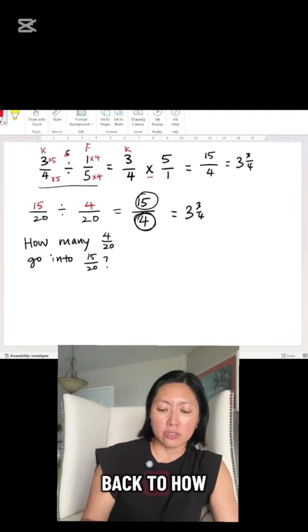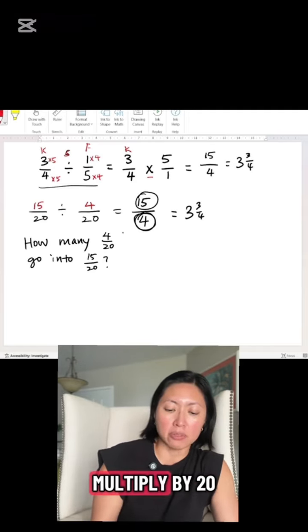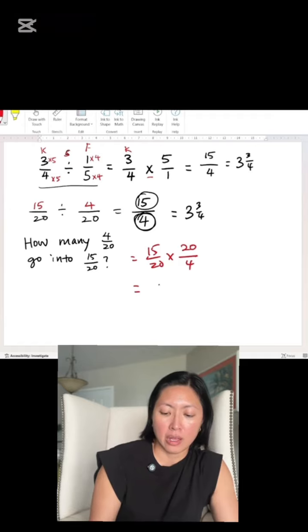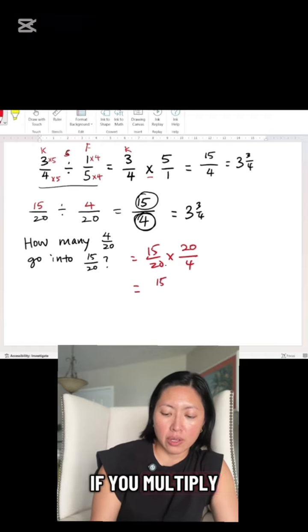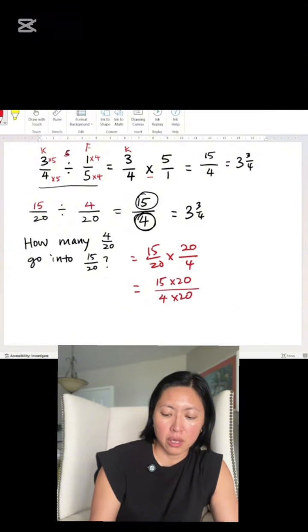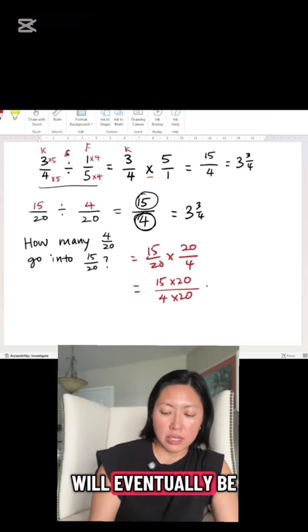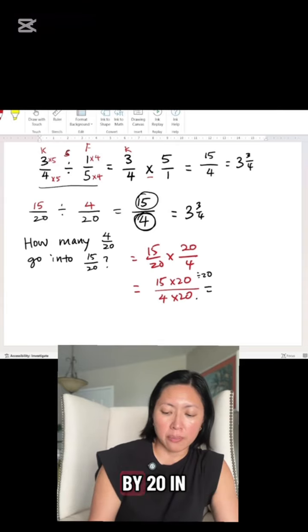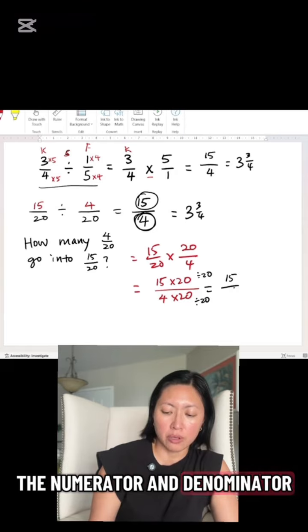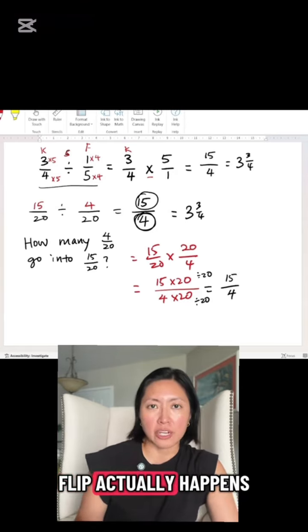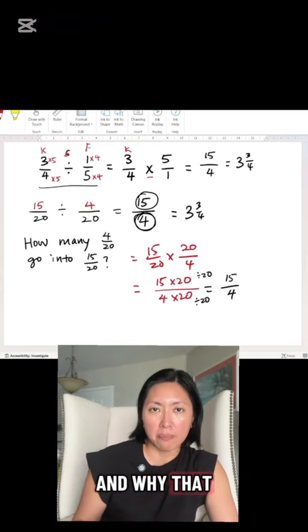And then going back to how does this become multiply by 20/4? If you multiply these two fractions together, you will realize that they will eventually be able to be simplified when you divide by 20 in the numerator and the denominator to give you 15/4. Right? So that's how the keep switch flip actually happens and why that method actually works.